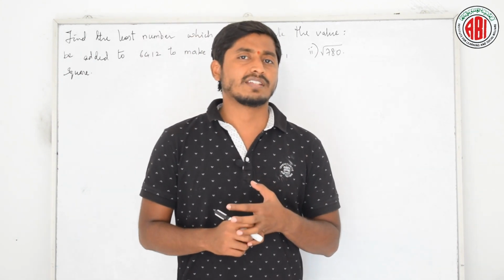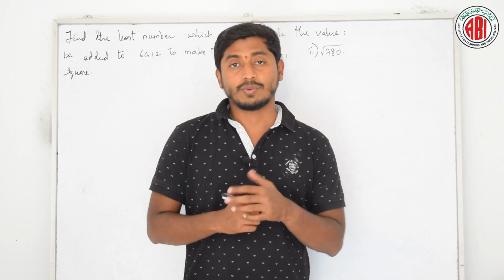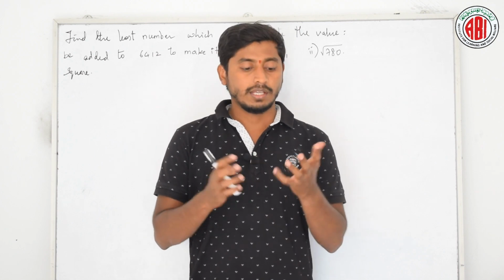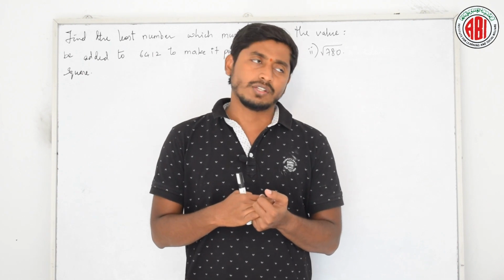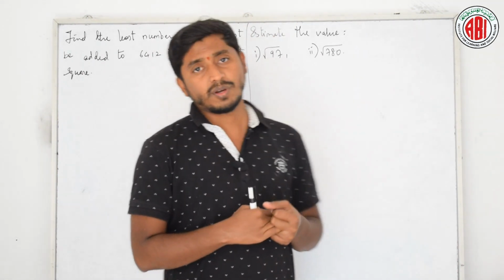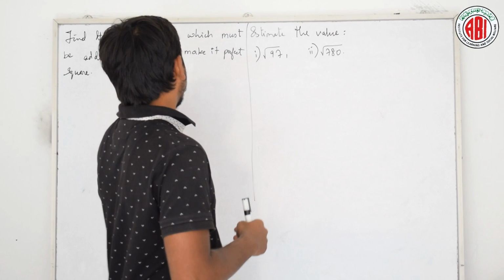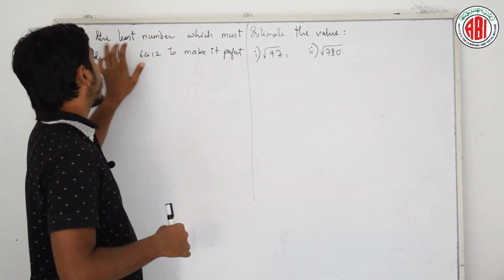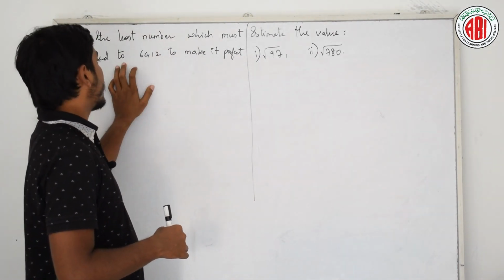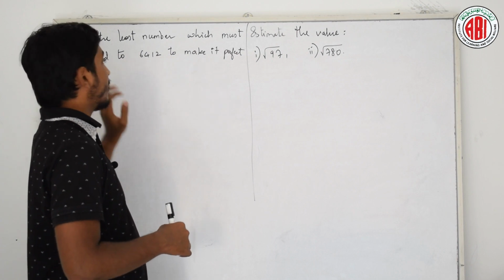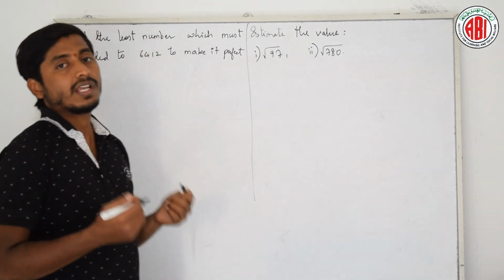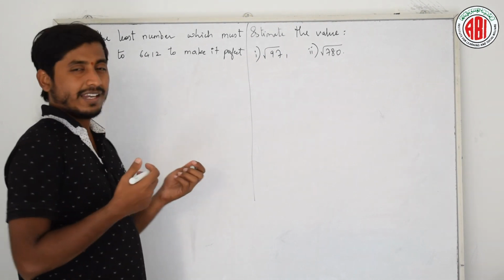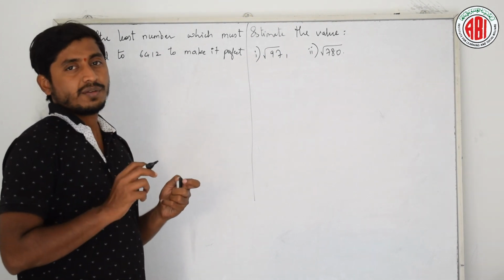What did we learn in the last chapter? We learned how to find square roots using the factorization method and the division method. Today let us do a few more problems of that. See here, the question is asking us to find the least number which must be added to 6412 to make it a perfect square. We will do it using the prime factorization method, or else let us do it using the division method.